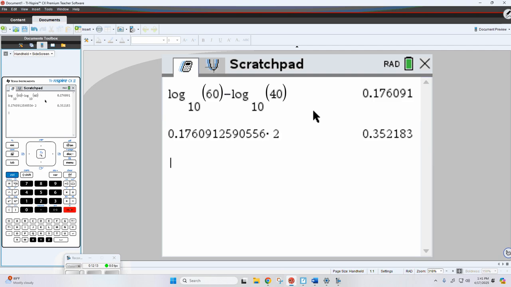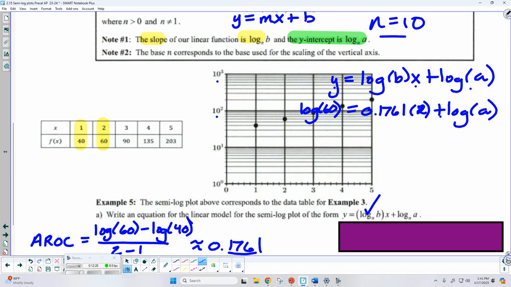I'm just going to go ahead and double it. Here's what I get. So let's say 0.3522. Okay. So that would mean that log of 60 is now equal to 0.3522 plus the log of a. So what's the last thing I got to do in order to solve for log of a? What am I going to do with log of 60 and the 0.3522? We're going to subtract them. I would have to subtract that over.